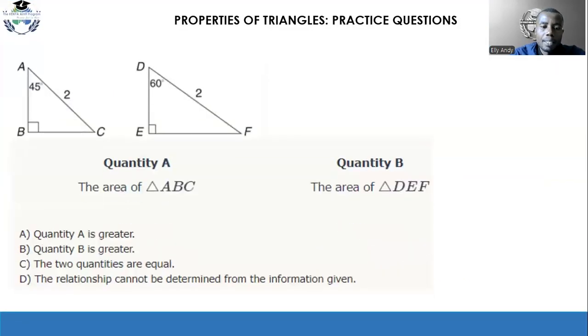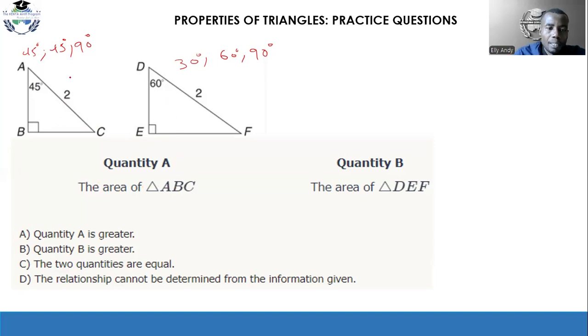Then our last example, also another quantitative comparison question. We have two right angle triangles. So as you can see, the first triangle here is the 45, 45, 90. And here we have the 30, 60, 90 triangle. So we want to compare the area of ABC, the first triangle, with the area of the second.